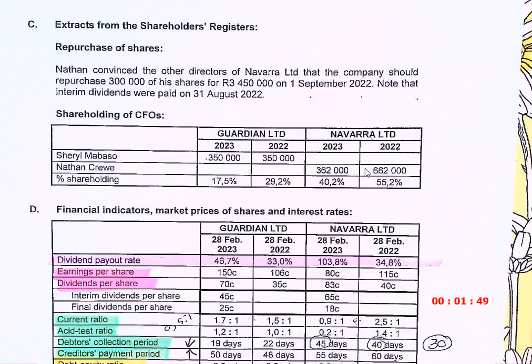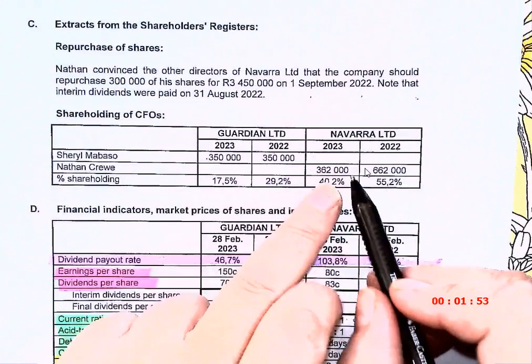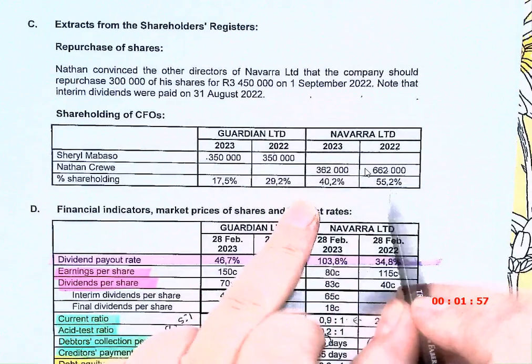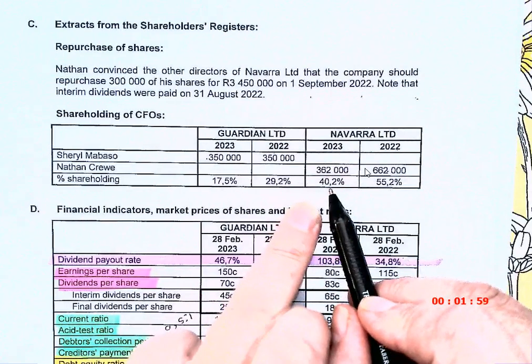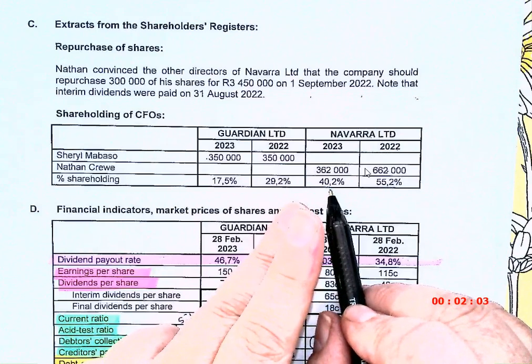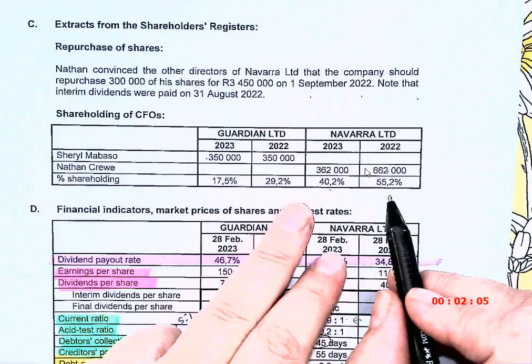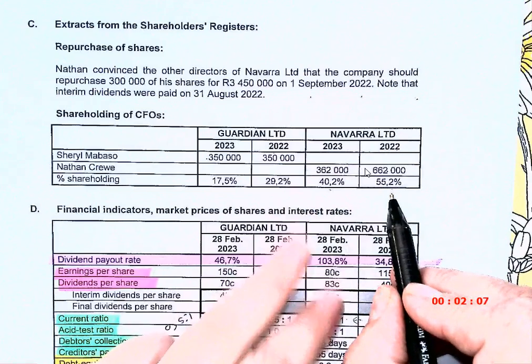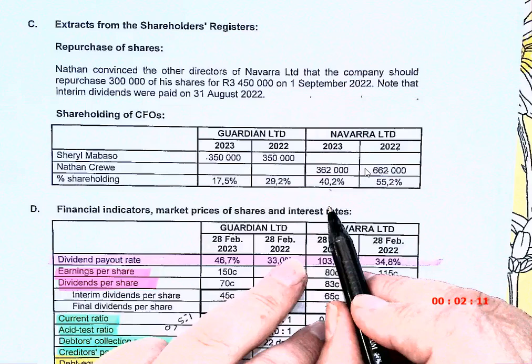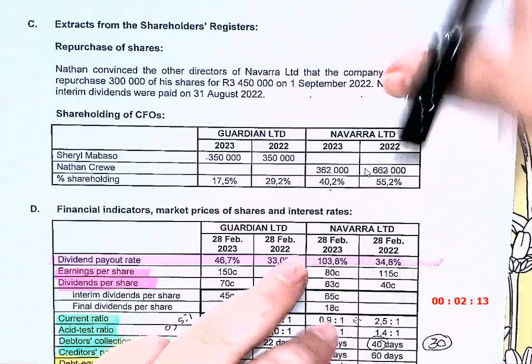Okay, so now let's have a look. Nathan, this is his amount of shares, this is his shareholding. So you don't even have to do a calculation. Can you see? You're just going to quote. So you're going to say his shareholding decreased from 55 to 40. What is he no more? He's no longer a majority shareholder.